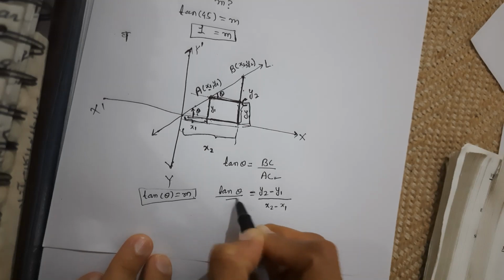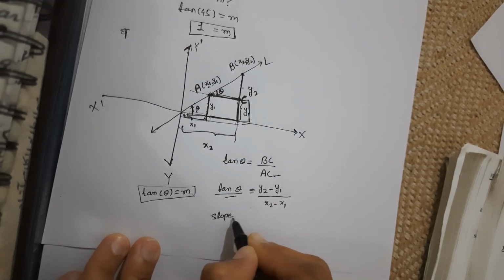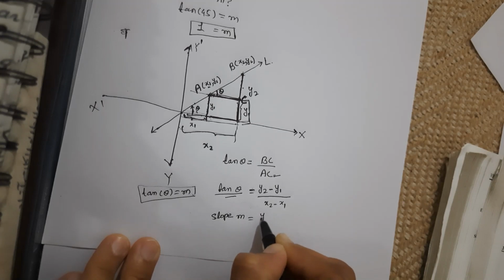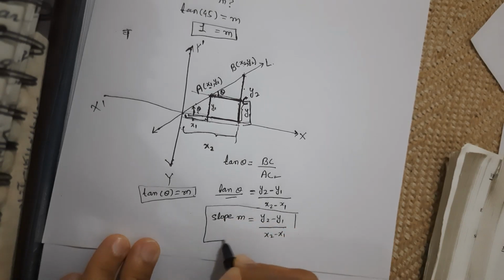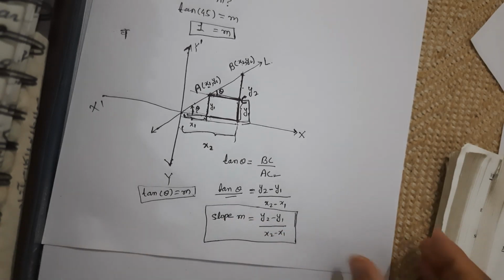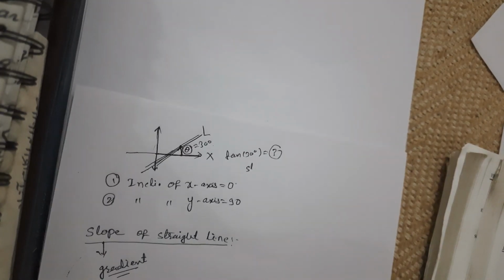But what is the tan theta? We know it is nothing but the slope of the line. So slope m equals y2 minus y1 upon x2 minus x1. So this is another formula, you can say, from which we can calculate the slope of the line. So this is called the 2-point formula of slope of the line.